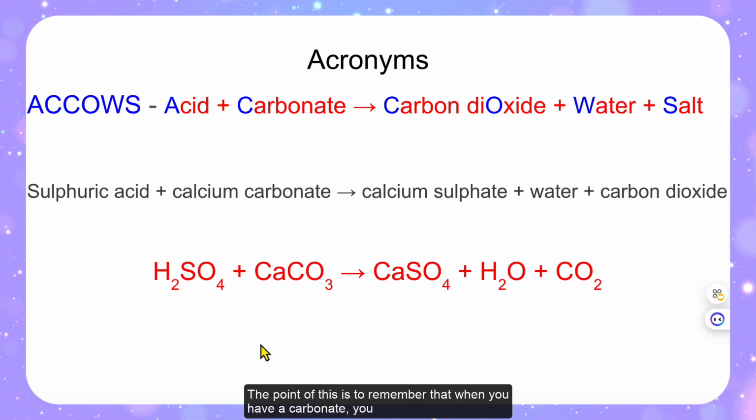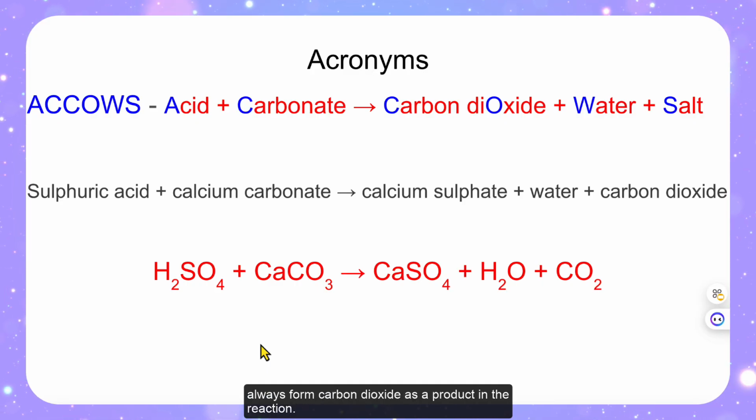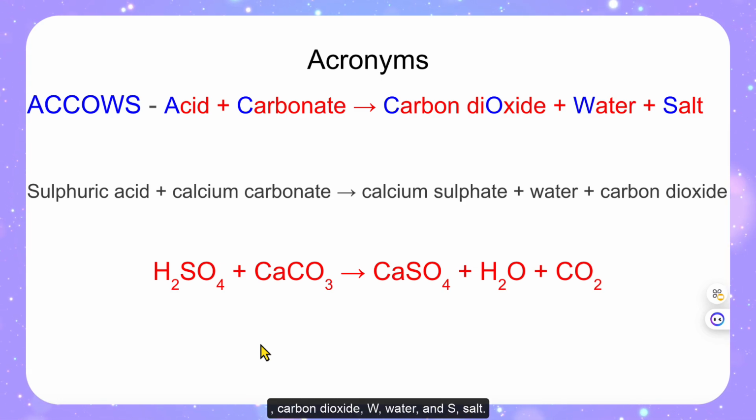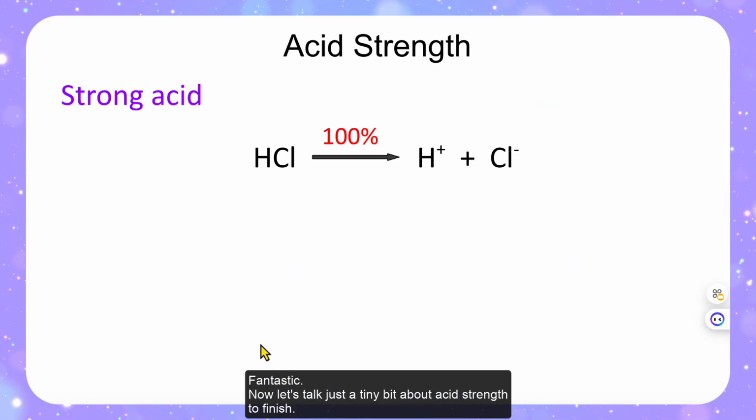The point of this is to remember that when you have a carbonate, you always form carbon dioxide as a product in the reaction. So AC cows helps you to remember that the products you make are CO, carbon dioxide, W, water, and S, salt. Fantastic. Now let's talk just a tiny bit about acid strength to finish.